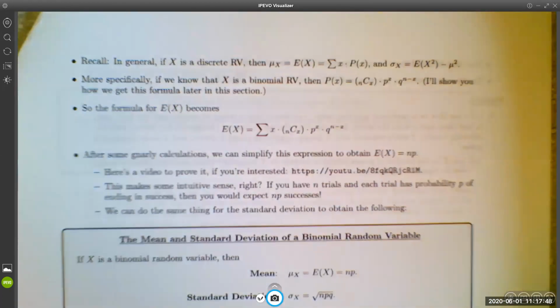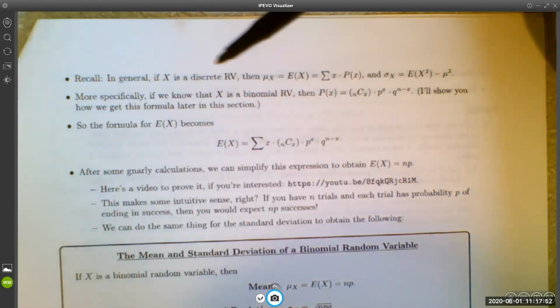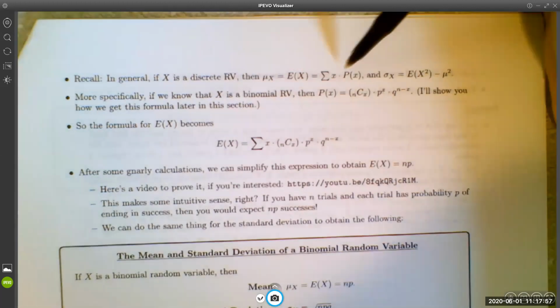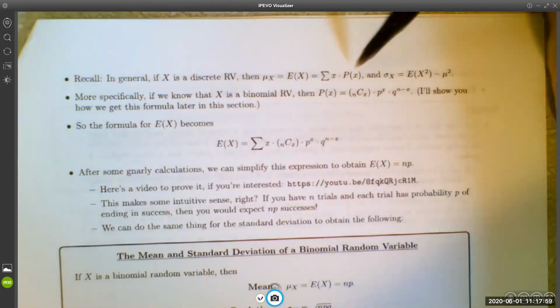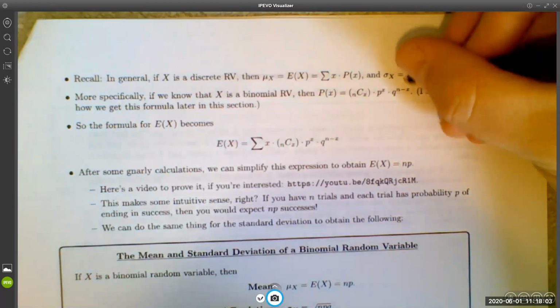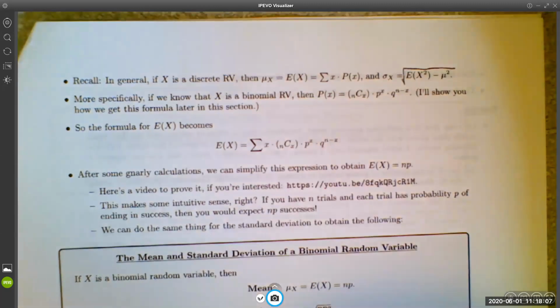Okay, so you may recall from the previous section, section 6.1, that the expected value for x is the sum of all of the x times p of x's, and the standard deviation for a random variable x is the square root of the expected value of x squared minus the mean squared.